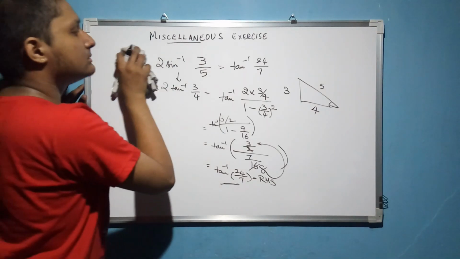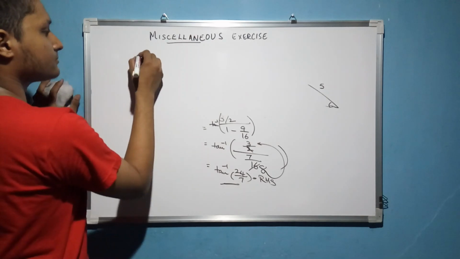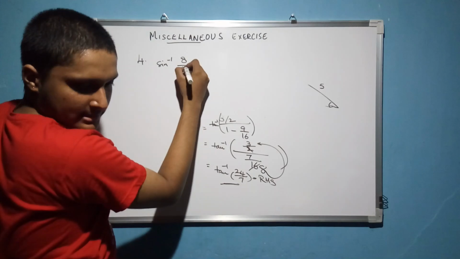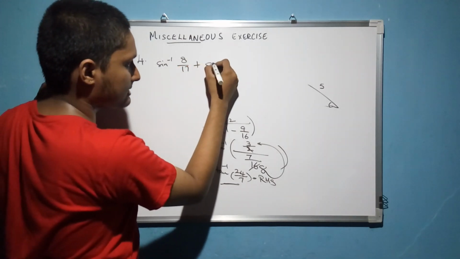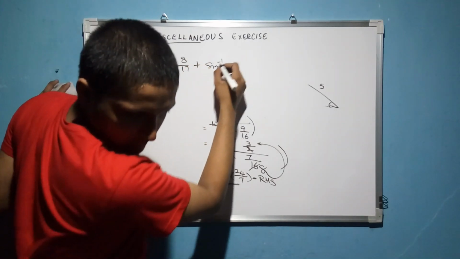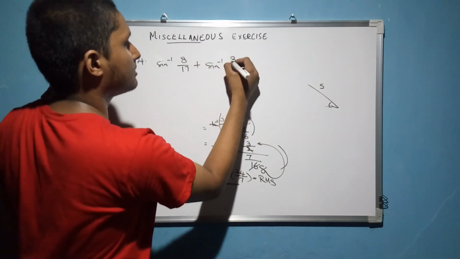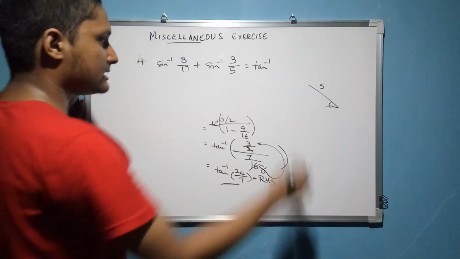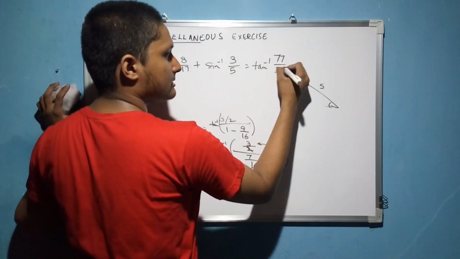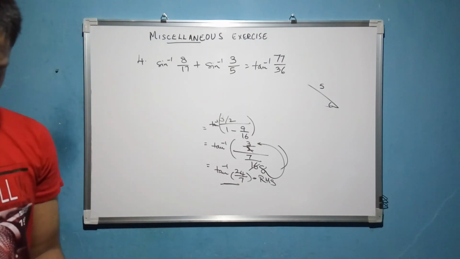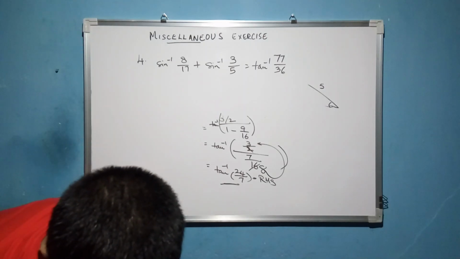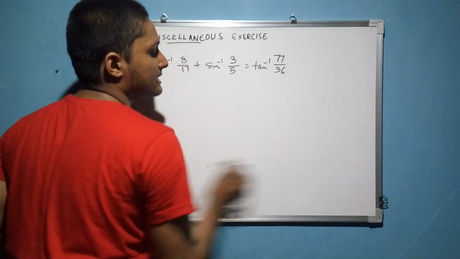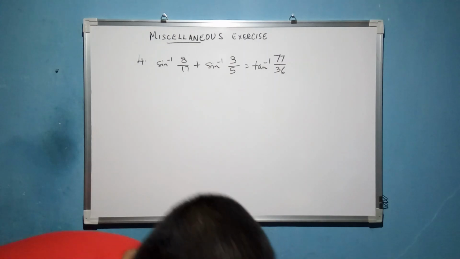Okay. Now we have the fourth question. The fourth question is sine inverse 8 by 17 plus sine inverse 3 by 5 is equal to tan inverse 77 divided by 36. The question is sine inverse 8 by 17 plus sine inverse 3 by 5 is equal to tan inverse 77 by 36. This is going to be like the previous one itself.